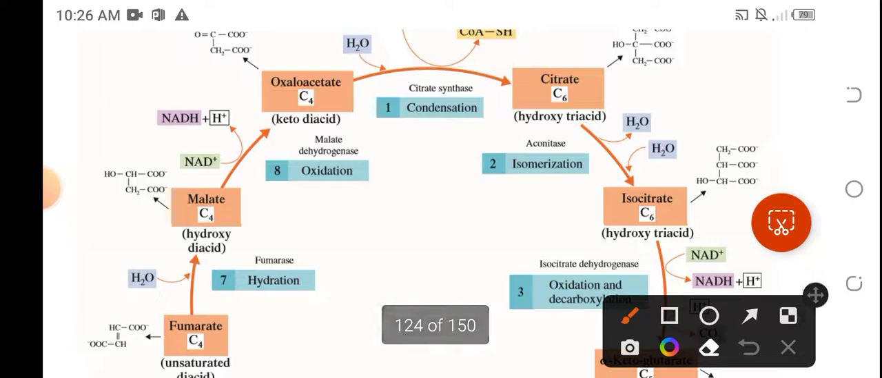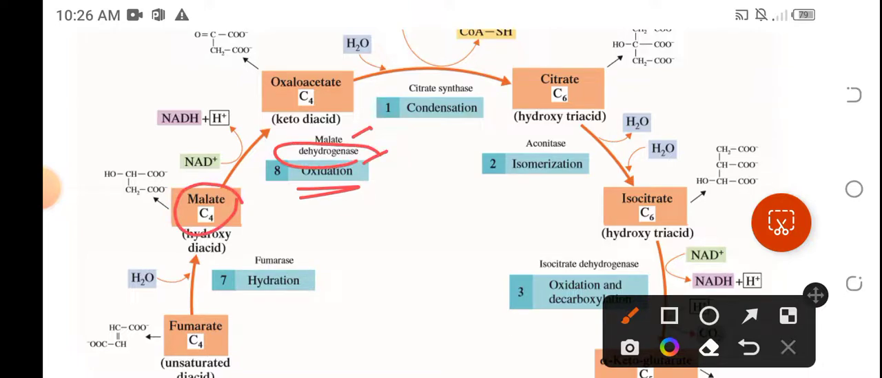And then the last reaction is the oxidation. Again, so oxidation na naman yan. Meron tayong dehydrogenase, but this time it is a malate dehydrogenase because the malate, C4, a hydroxy diacid will then turn into an oxaloacetate, which is a ketodiacid. So we need the use of NAD plus in order to produce the reduced form NADH plus H. Okay? So from the hydroxyl here, magiging keto na siya. Magiging keto group siya. Nevertheless, diacid pa rin siya.